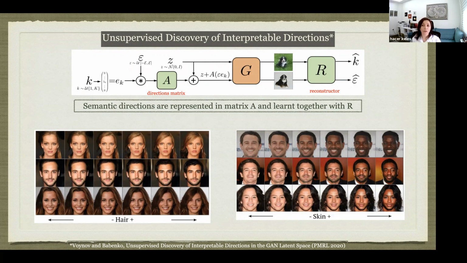So the network needs to figure out meaningful and consistent directions, transformations, sorry, so that it is also a direction to minimize the cost of its predictions. Otherwise, it's hard to predict those attributes, those parameters.